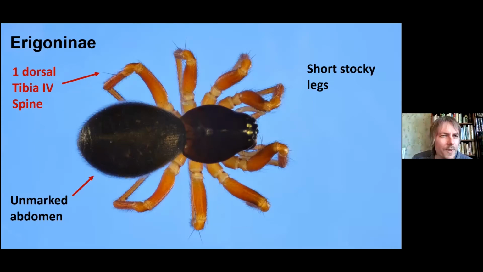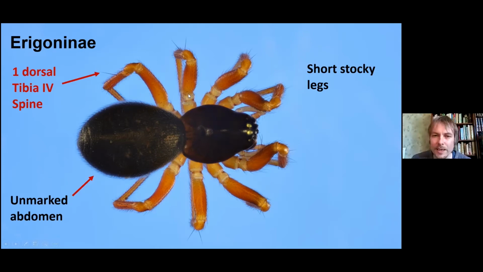Right. Okay, so some real world examples. Well, here's a classic Erigone. I can never say these words. Erigoninae. So you'll see 1 dorsal spine on the rear tibia, really obvious. There's definitely not another one there. So you're happy you know the subfamily. Unpatterned abdomen. Yeah, that ticks the box.